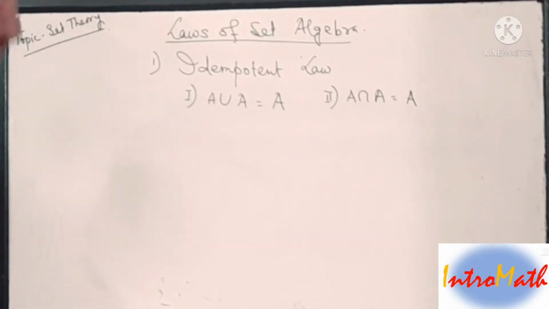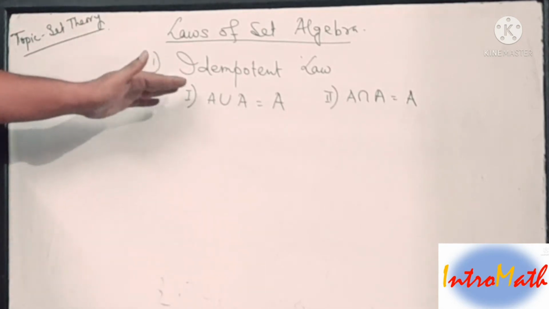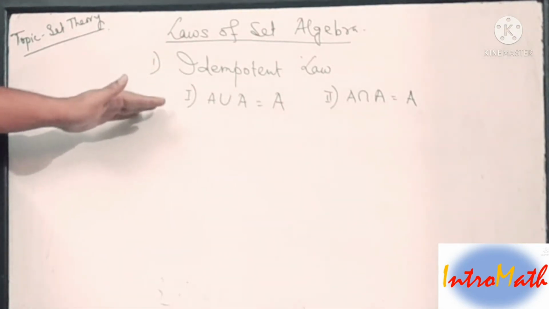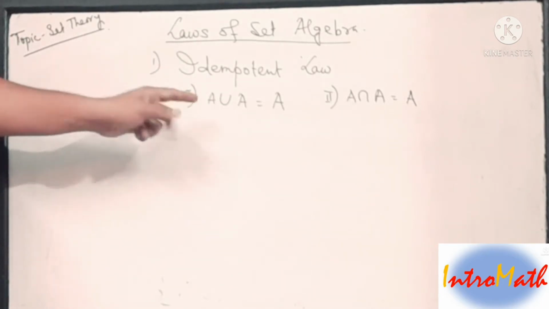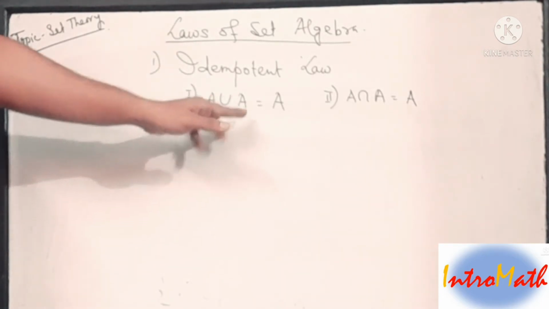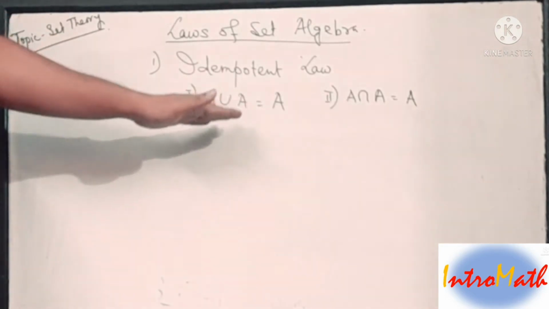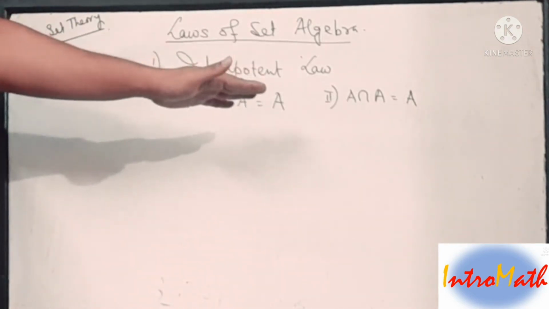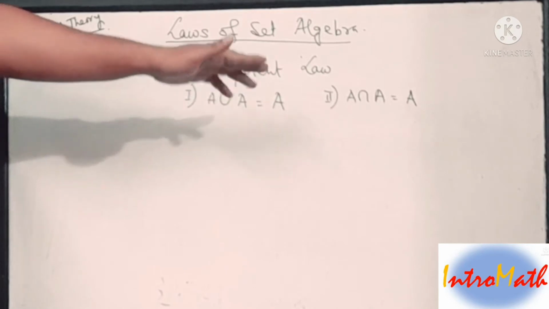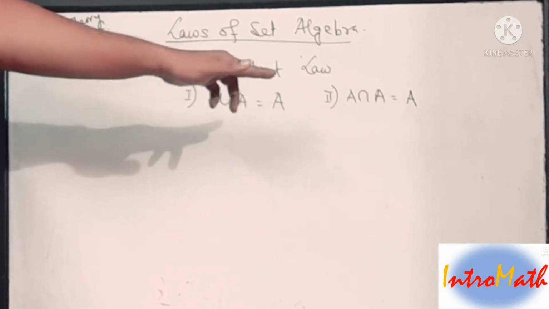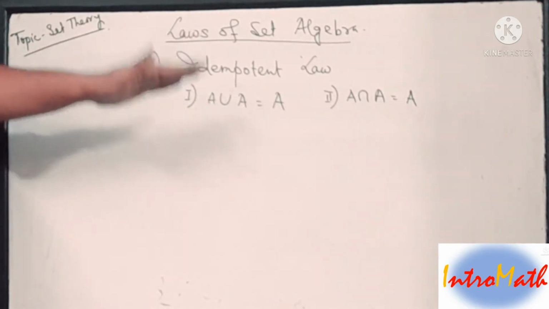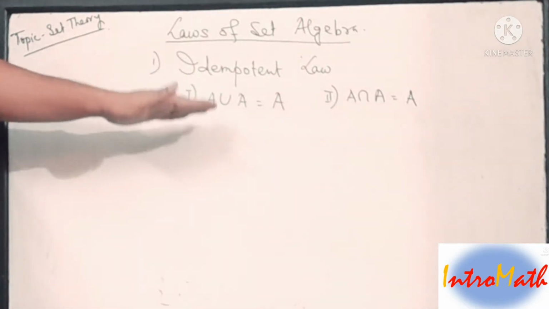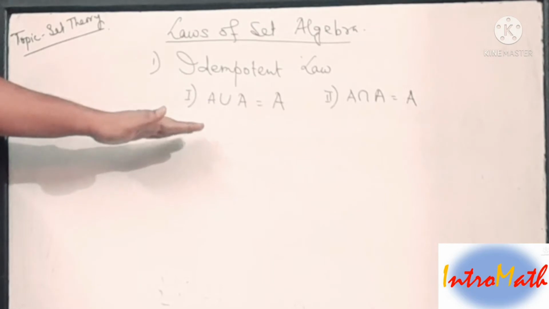The first law here, a very basic law, is the idempotent law. The idempotent law states that the union of the set A with itself is equal to A, the same set, and also the intersection of the set A with itself is also the set A. This is the first basic law, and this is called the idempotent law.